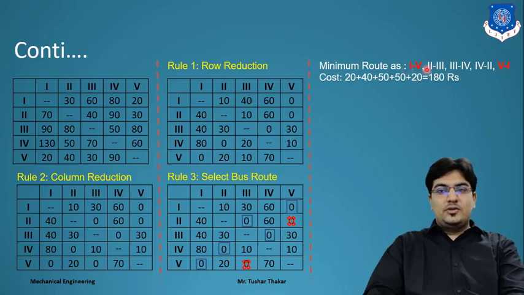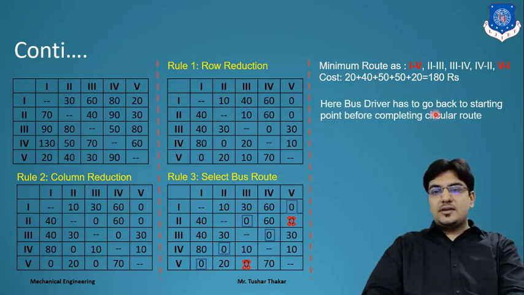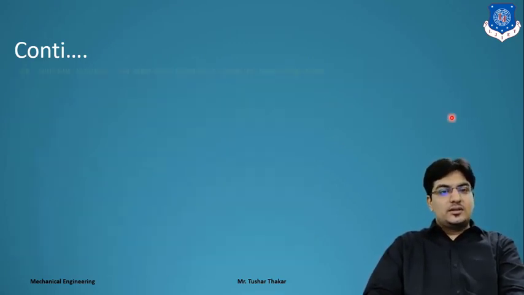So here 1 to 5 and 5 to 1, a closed cycle is made without going to the other 3 areas. So the cost is equal to 180 rupees. But they didn't cover all the areas. So in the next table, the bus driver has to go back to the starting point before completing the circular route. So what is the next?